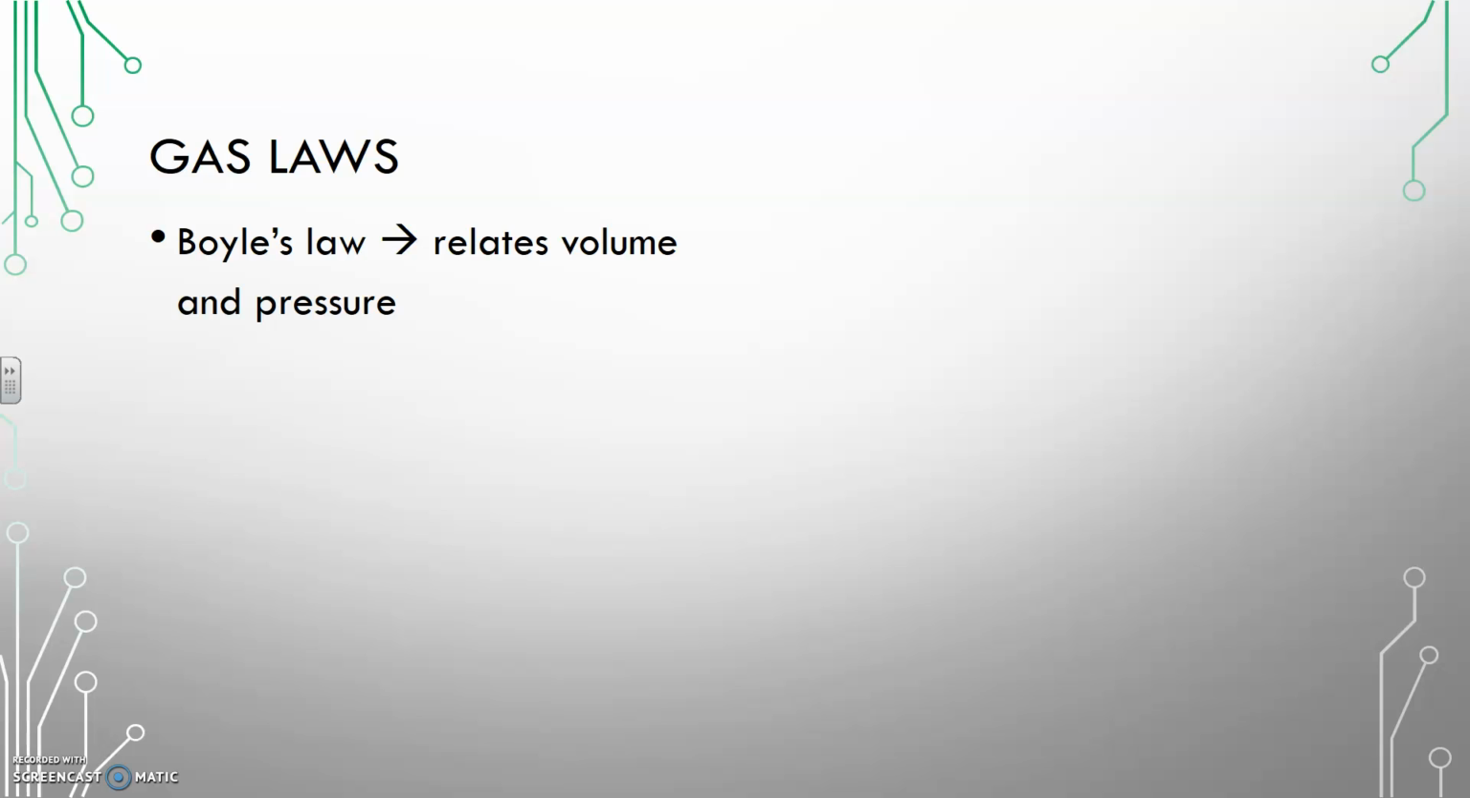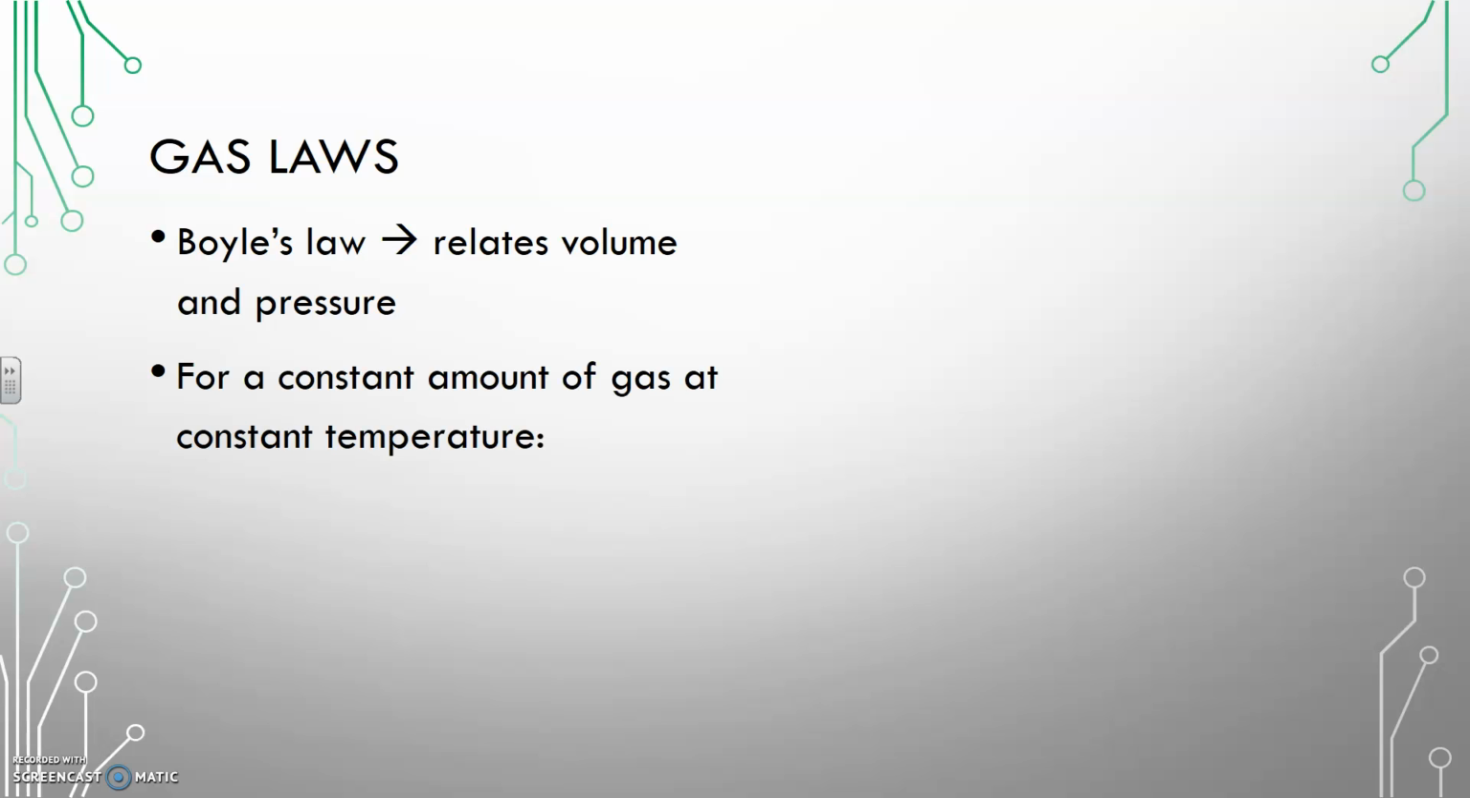First up, we've got Boyle's law. Boyle's law relates volume and pressure. I always remember that because I think about if you get a boil on your skin, there's a lot of liquid in there, so there's a volume, and you can also push on it and there's a lot of pressure there. That's how I remember that it's volume and pressure for Boyle's law. So for a constant amount of gas at a constant temperature, we're not changing the amount of gas and we're not changing the temperature here.